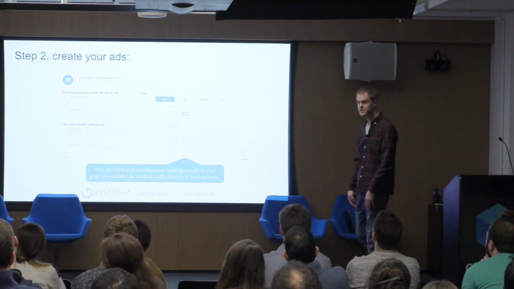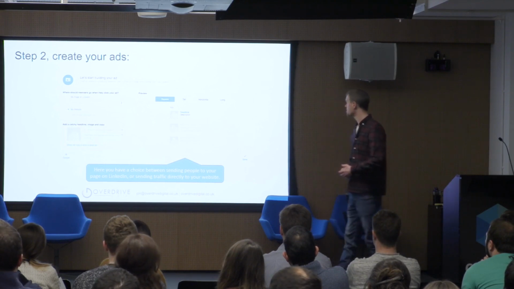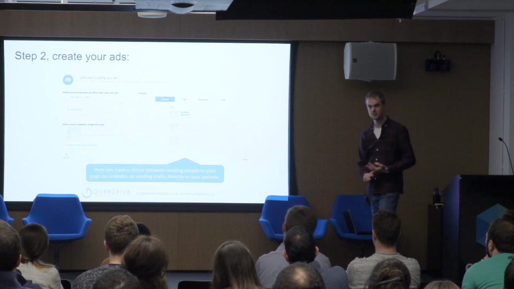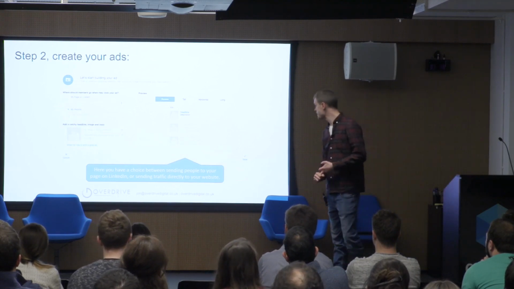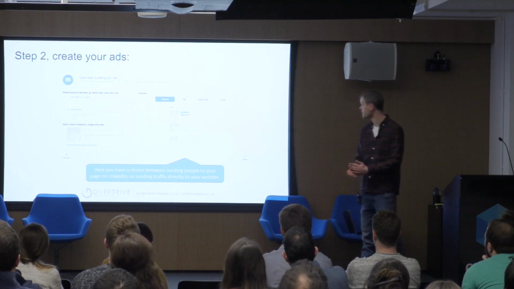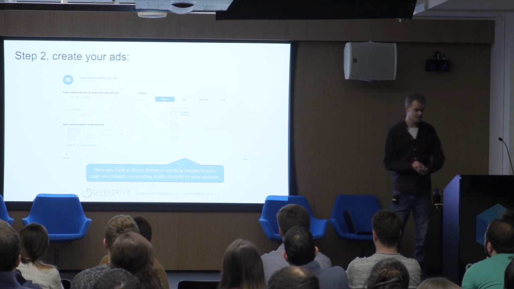In terms of the text ads, again, very, very simple. You've got a 25-character headline, a 75-character description, and a small image. There's quite a nice little preview function there to show you how it looks. But that's pretty much about it.